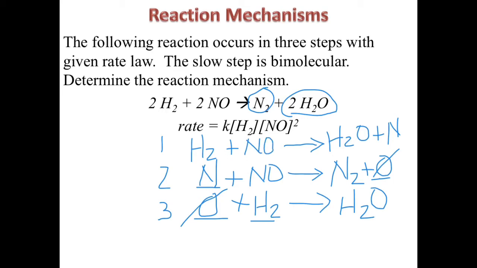And this looks good. H2 will pick up the oxygen off the nitrogen monoxide, leave a single nitrogen that then will react with the nitrogen and oxygen to produce the diatomic nitrogen and a single oxygen, which reacts with hydrogen to give H2O. The question then becomes, will this fit our rate law?